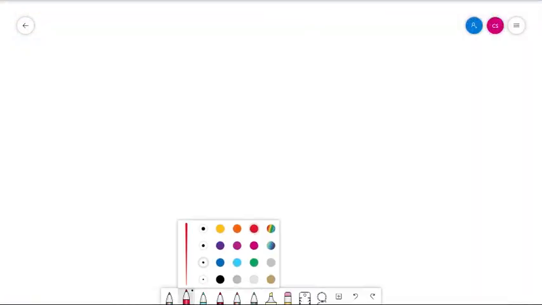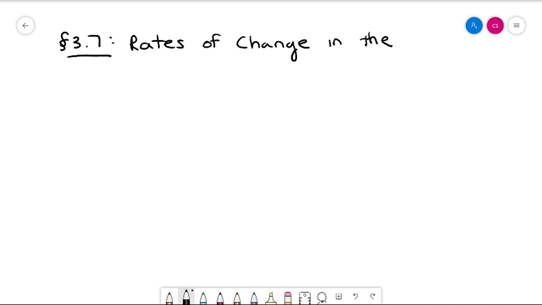Hey guys, welcome to section 3.7. We're going to be looking at some word problems today. And we're going to see how we can use the derivative to help us solve rate of change problems. And we're going to be focusing on the natural and the social sciences.